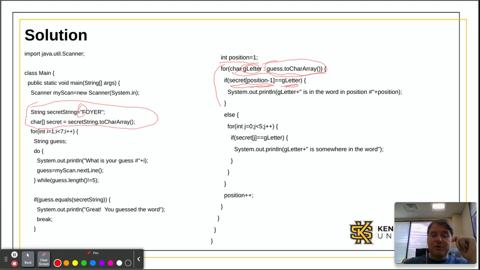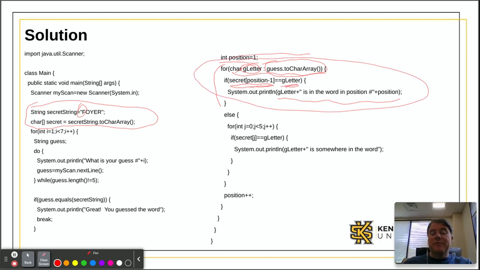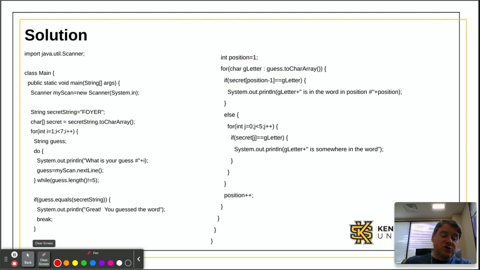If they are the same, then I print out F is in the word in position 1. If they are not the same, then we move on to the next letter and we check that. So this loop will basically tell them if any of the letters they guessed are correct and in the right position. Now, if that's not true, then the next thing we're going to check is, is it in the word at all? Meaning, did they give me a letter that's anywhere in the word?